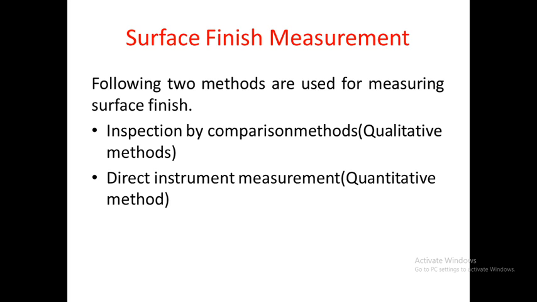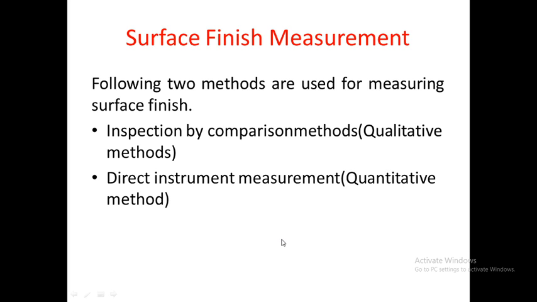Surface finish measurement. For measuring the surface finish, two methods are used. The first is inspection by comparison method, and it is also called the qualitative method. Second, direct instrument measurement, and it is called the quantitative method. So in the qualitative method, the surface finish of a specimen is determined by comparing it with some other specimen of known surface roughness. Whereas in the quantitative method or direct instrument method, the surface roughness of the surface is determined by using some instrument.